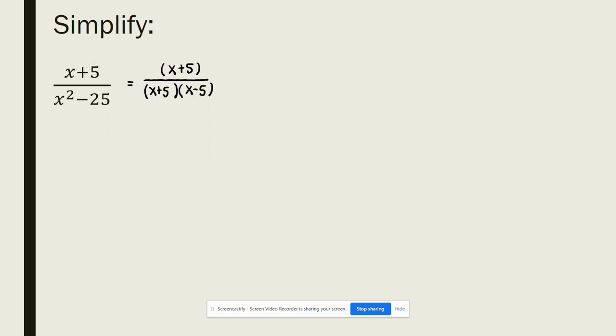Once everything is as factored as possible, now I can start looking at what's in the numerator that's also in the denominator that I can start reducing. Both of those have a factor of an x plus 5, so I get to reduce those down. However, remember, you still have a fraction. That x minus 5 is in your denominator because there's nothing left over in the numerator. It's technically a 1. I can't simplify this any further. This is my answer.